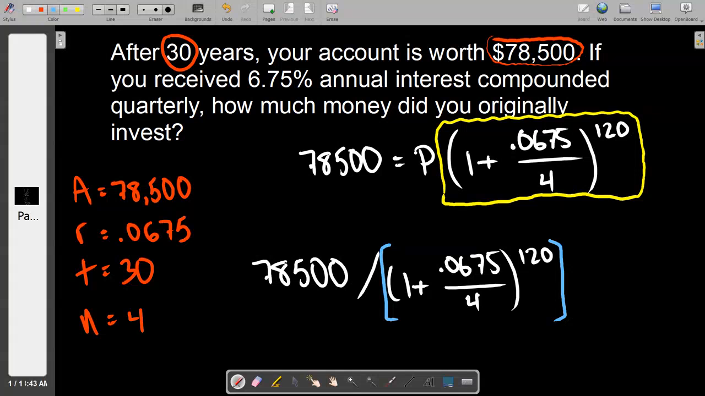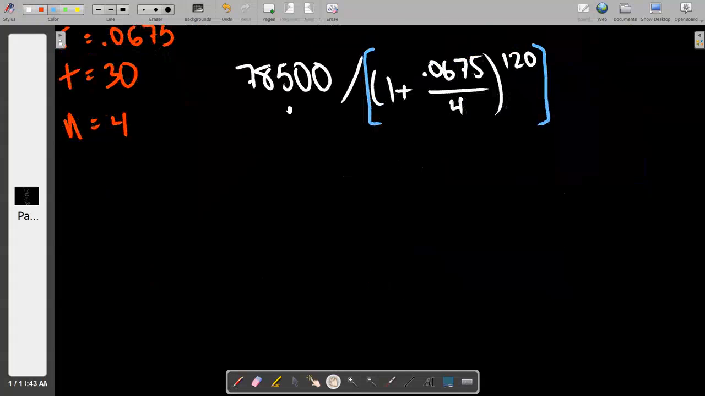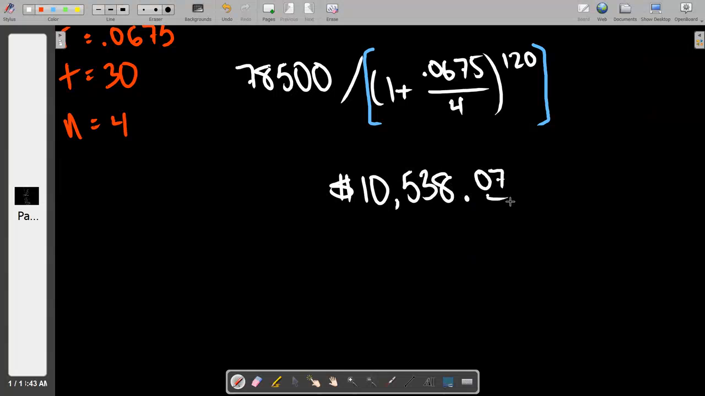Anybody got an answer? What'd you get, Carter? Attaboy. In order to have that amount of money after 30 years at that interest rate, you would have had to have invested $10,538.07. Got it? 30 years. Yep. So your 10,000 would turn into 78,500, assuming you get that interest rate compounded quarterly. Yeah, anytime you hit that 30-year mark, then things are starting to look good.